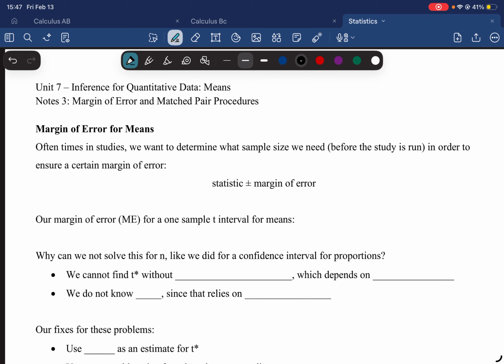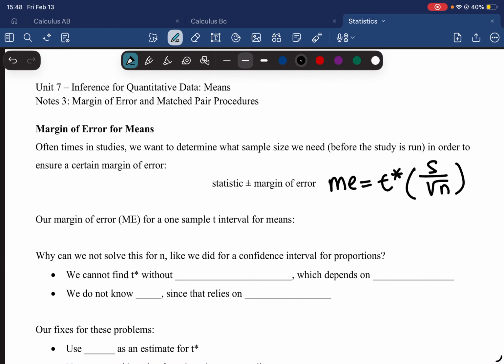is ME is equal to T star times sampling standard deviation divided by the square root of sample size. It says, why can we not solve this for n like we do in confidence interval for proportions?